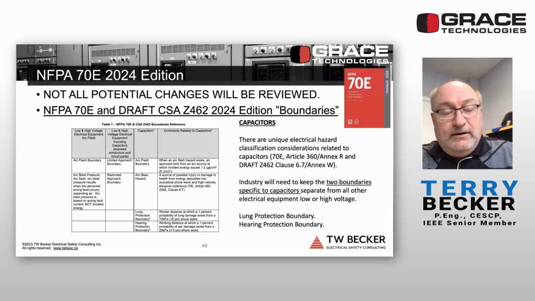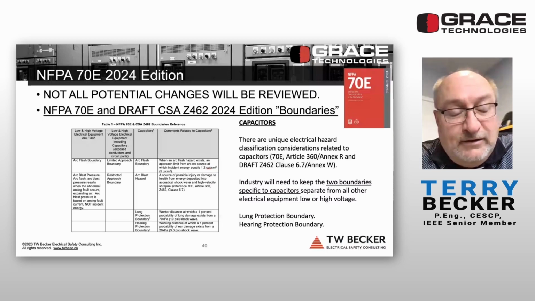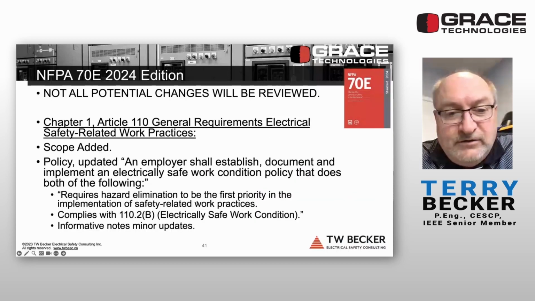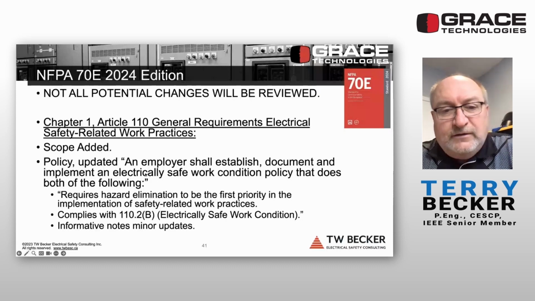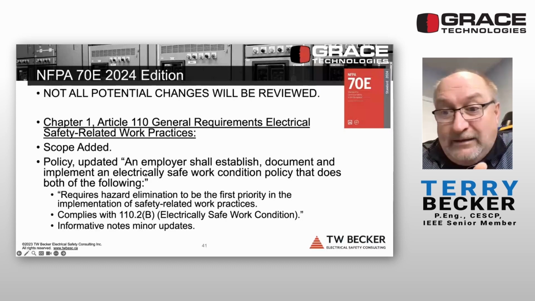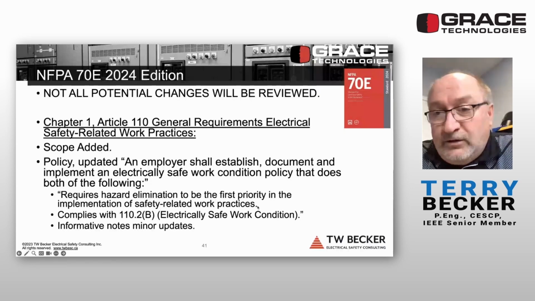Again, Article 110 general requirements. Again, some scope and structure changes, and some wording changes. The policy statement that is included means that the employer shall establish, document, and implement an electrically safe work condition policy that does both of the following. Some additional items were added. It requires hazard elimination to be the first priority in the implementation of safety-related work practices, and it complies with Article 110.2 electrically safe work condition.